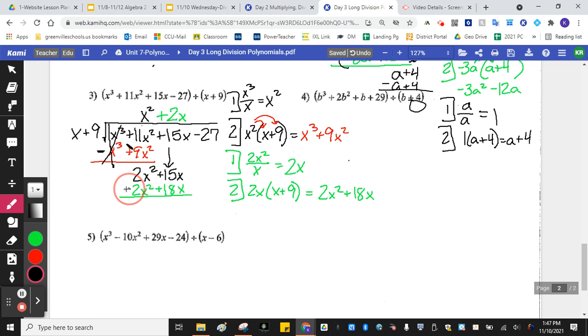Subtract. The first one, nobody ever has a problem with subtracting the first one. They should always cancel out if you did this stuff on the right correctly.